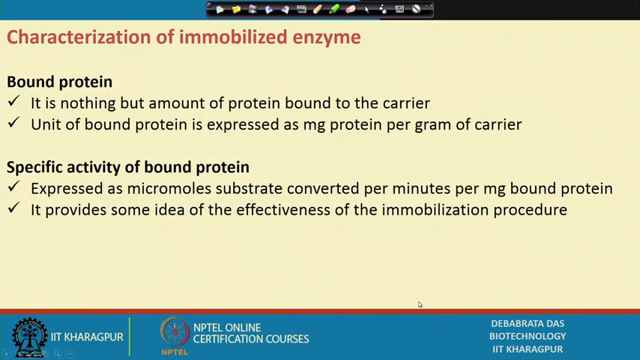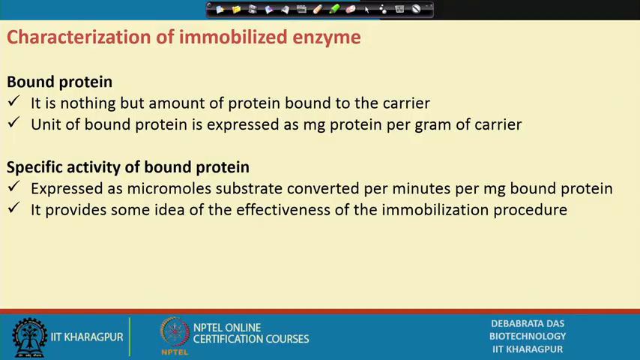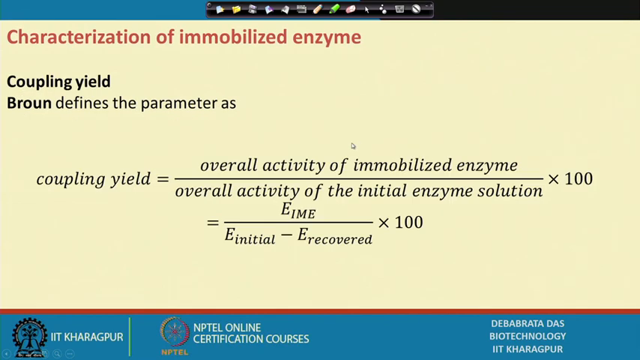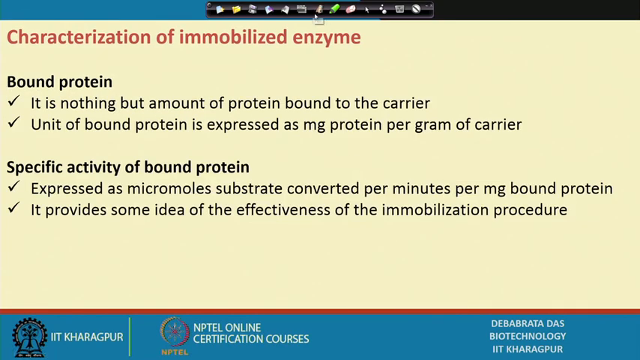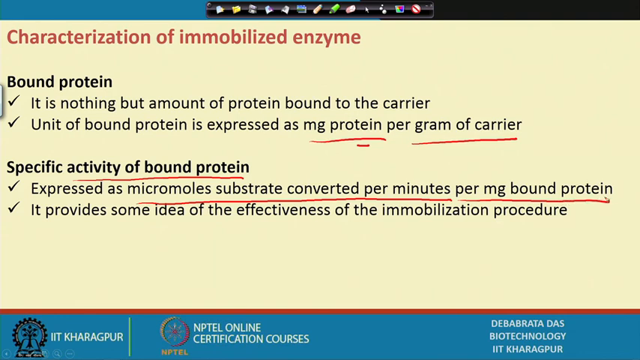Now, bound enzyme is very simple: how much protein is bound on the solid matrix. This is usually expressed as milligram of protein per gram of solid matrix. Now, specific activity of the bound enzyme protein can be expressed as micromole of substrate converted per minute per milligram of bound protein. It provides some idea of the effectiveness of the immobilization procedure. So, this is how we can find out the activity of the immobilized enzyme.